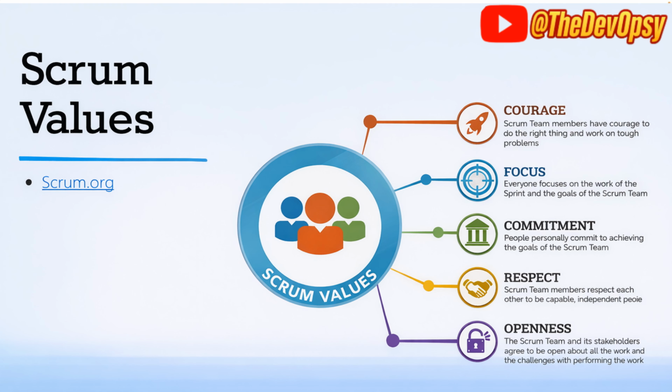Focus. Everyone focuses on the work of the sprint and the goals of the Scrum team. We'll talk about what a sprint is and what the Scrum team is in the next few slides. Commitment. People are personally committed to achieving the goals of the Scrum team. Respect. Scrum team members respect each other to be capable, independent people.